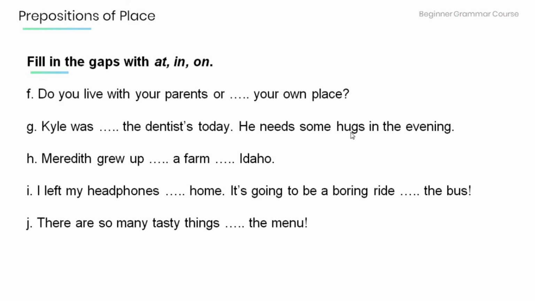He needs some hugs in the evening. H. Meredith grew up a farm, Idaho. I left my headphones home. It's going to be a boring ride, the bus. J. There are so many tasty things, the menu.